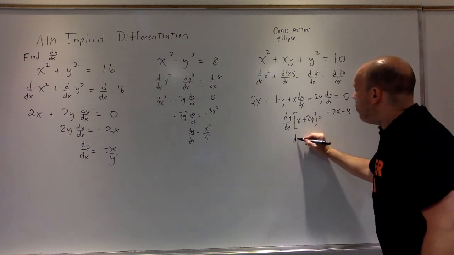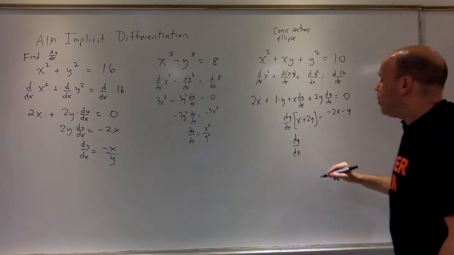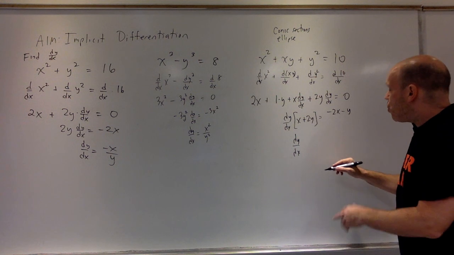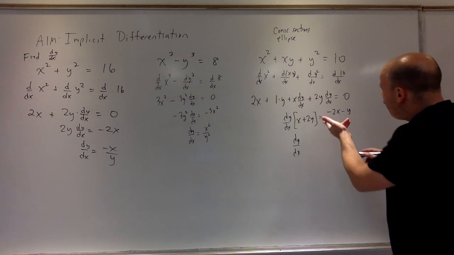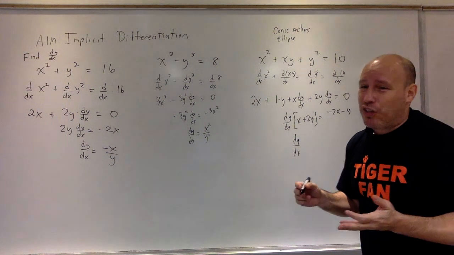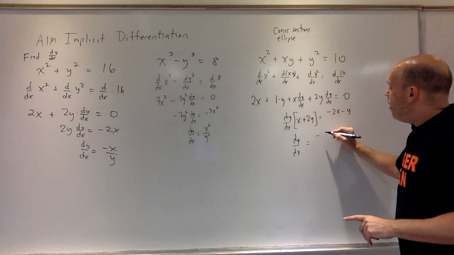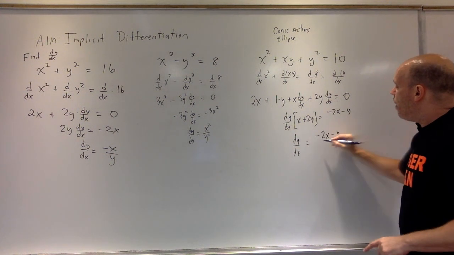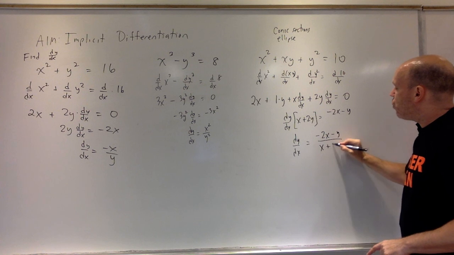Final answer, dy/dx, the derivative function, or the derivative equation. Is it a function? Not really sure, but it will get me the slope of my tangent line. It is equal to negative (2x minus y) over (x plus 2y).